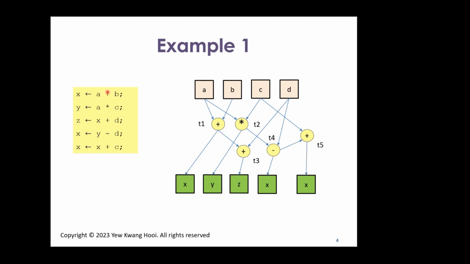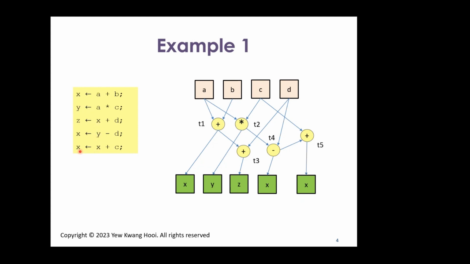That means the value that has been updated in an earlier row will be reused in a later row, right? For example, X is assigned with Y minus D. The value of Y is coming from the earlier row, which is the second row. The value of Y in the fourth row is actually coming from the value of Y in the second row. You see? So it is being passed down.